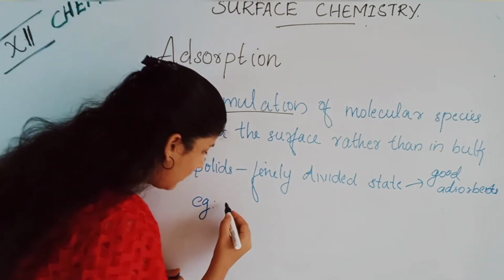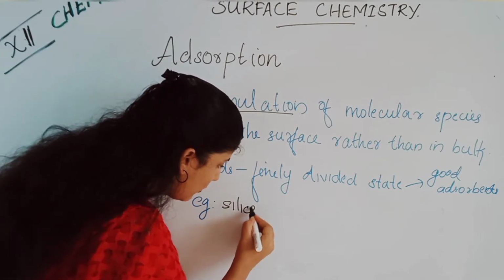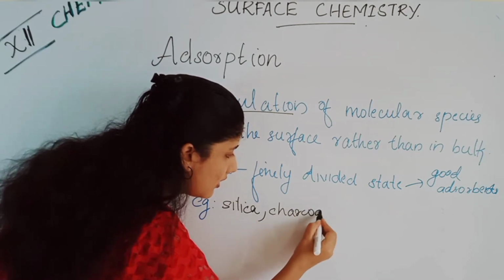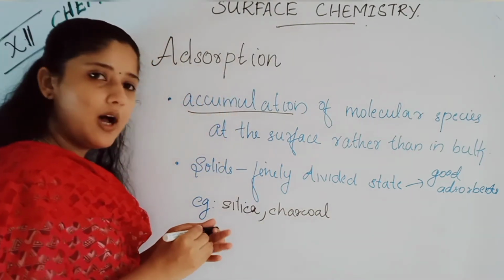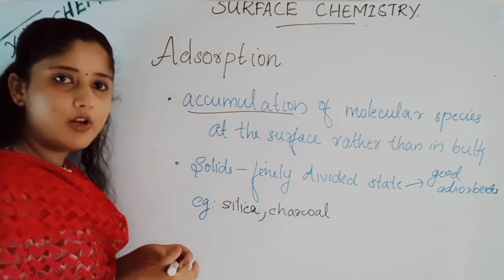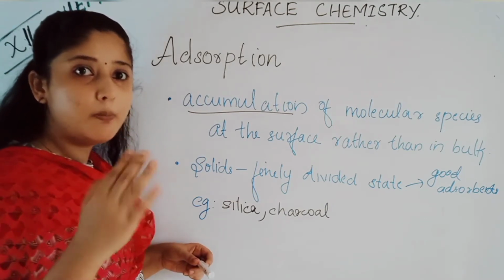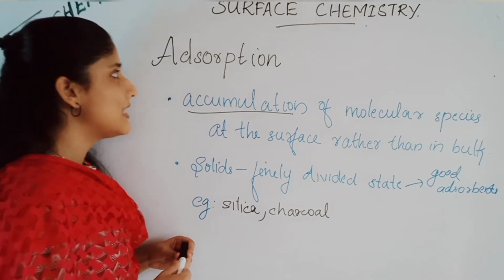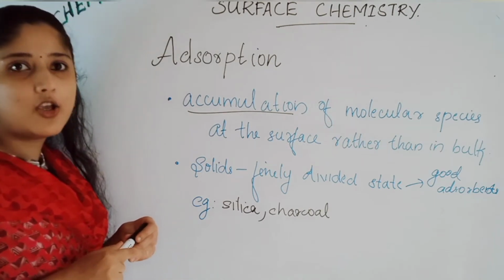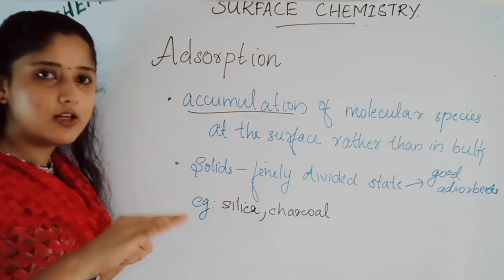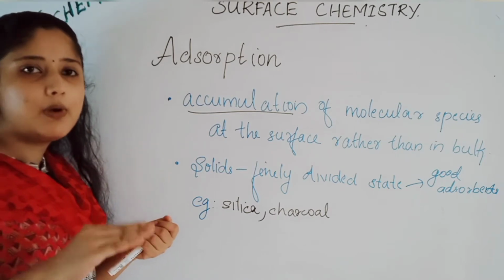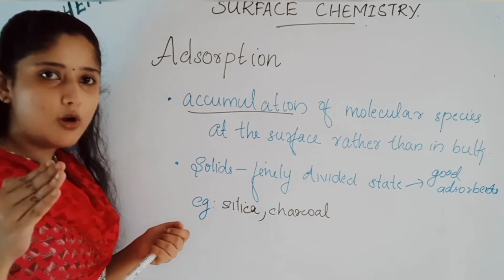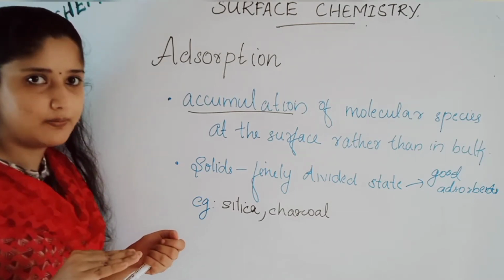For example, silica is a good adsorbent, and charcoal. We have seen charcoal masks. In industries and all, they use charcoal masks because charcoal adsorbs poisonous gases. Then clay, colloids, etc. are examples of adsorbents. It is the accumulation of molecular species on the surface, not in the bulk. Good adsorbents are silica, colloids, clay, charcoal, etc.